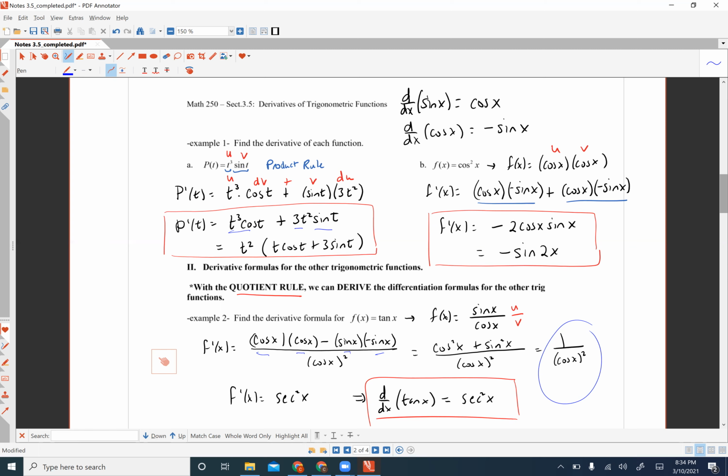But look, isn't cosine squared the product of two functions? Cosine of x, cosine of x. So let's use the product rule. We'll take u times the derivative of v there. So cosine of x, the derivative of cosine is minus sine, and then once again, it's cosine of x. Now let's take the derivative of u, but look, u and v are the same. So add them together, you get minus 2 cosine x sine of x.